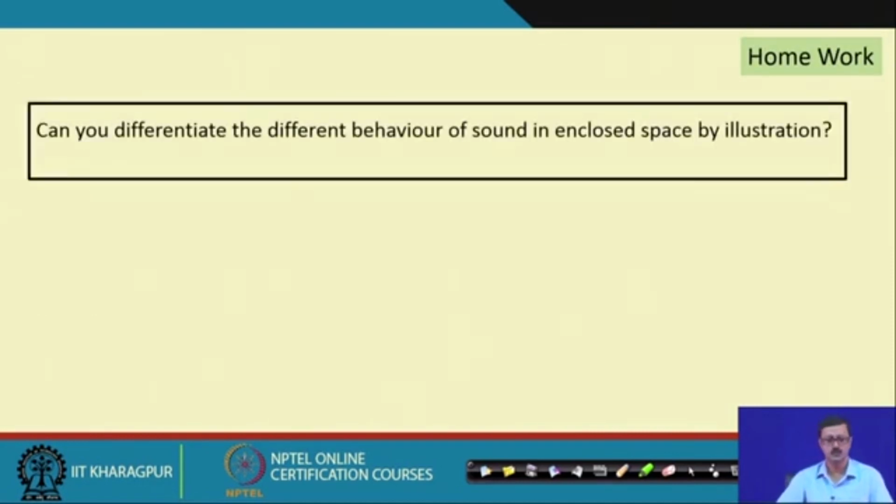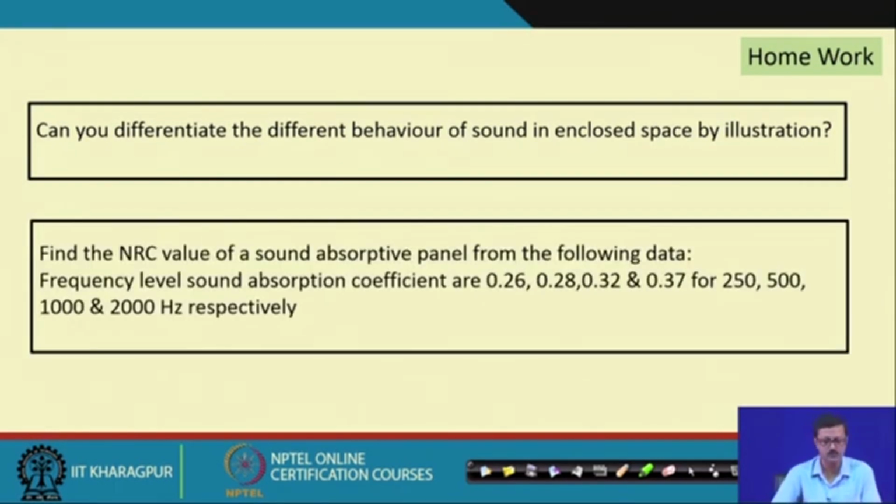So, let us take some homework for today. The first homework is not mathematical, but you can just think of it: can you differentiate between the various behaviors of sound in an enclosed space, with illustration? You need to draw some sketches for that. And for the second one, I have given 4 frequencies, and corresponding to those I have given 4 absorption coefficients. Of course, these absorption coefficients are from the random incidence point of view. So, can you find out the NRC value, the noise reduction coefficient value, of the absorptive panel?